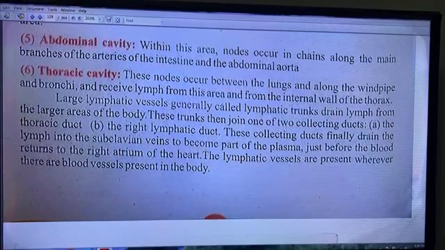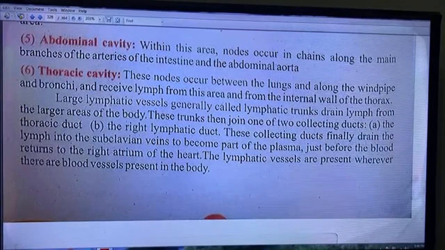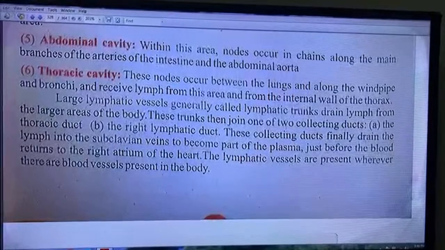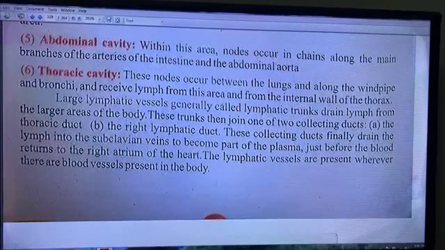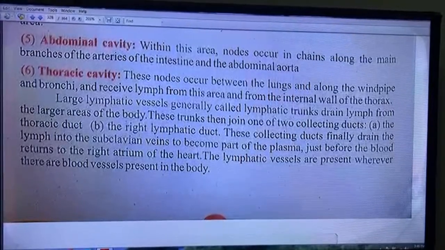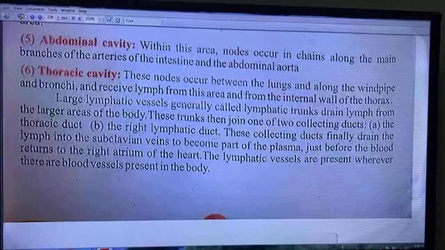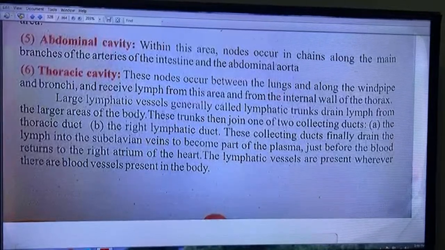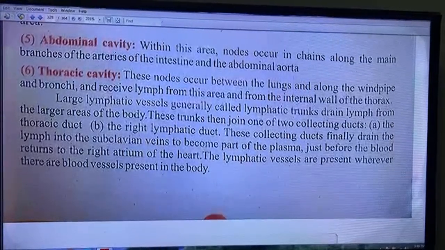Large lymphatic vessels, generally called lymphatic trunks, drain lymph from the larger areas of the body. These trunks then join one of two collecting ducts: the thoracic duct or the right lymphatic duct. These collecting ducts finally drain the lymph into the subclavian veins to become part of the plasma, just before the blood returns to the right atrium of the heart. Lymphatic vessels are present wherever there are blood vessels present in the body.